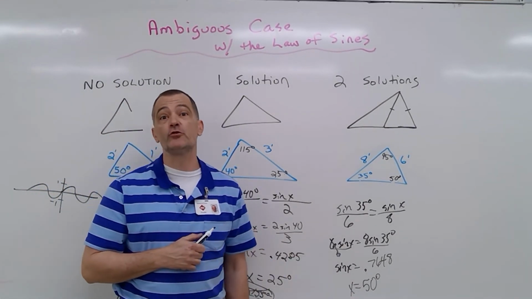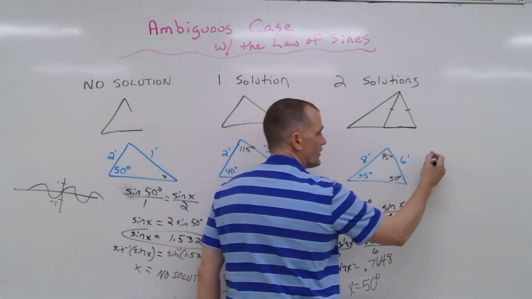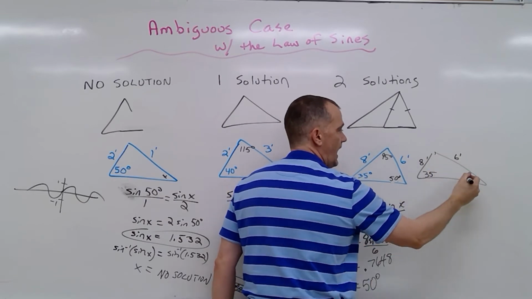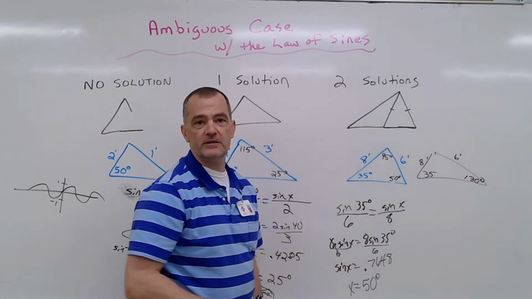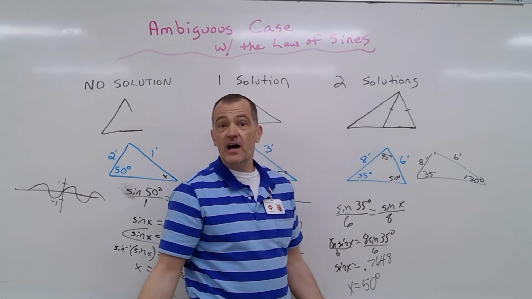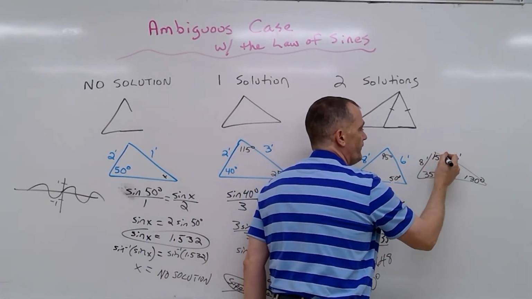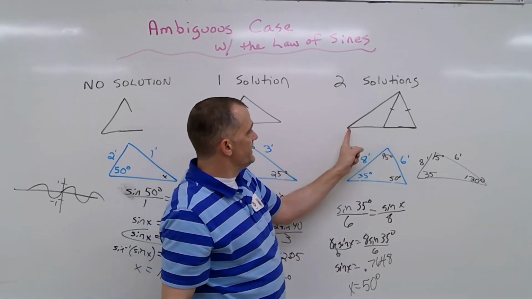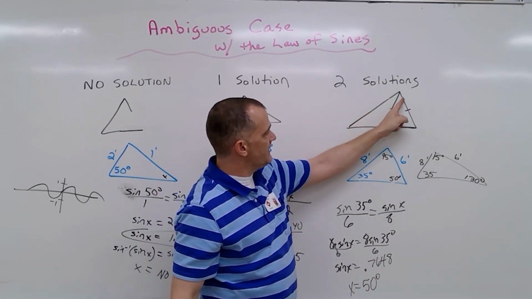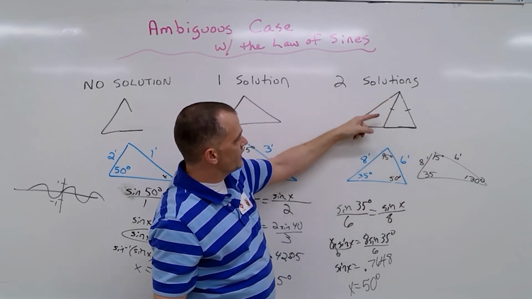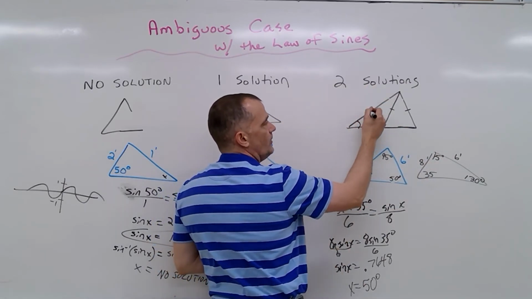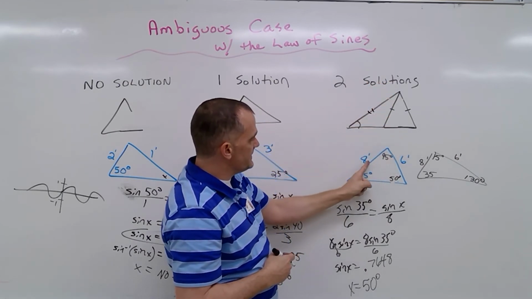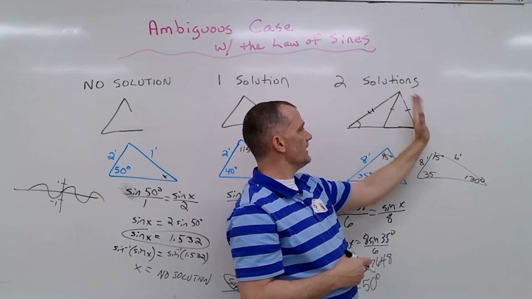What's the supplement of 50? 130. So in other words, this other angle could be 130 instead of 50 degrees. And when I add these two together, that's 165, which would make this angle 15 degrees. So in other words, my drawings are not drawn to scale. This large triangle would be the 95. The 15 would be this little one. So notice what happens. We have this angle, we have this side, and then this side right here is a little less than that one. It could be this way or teeter-totter that way.